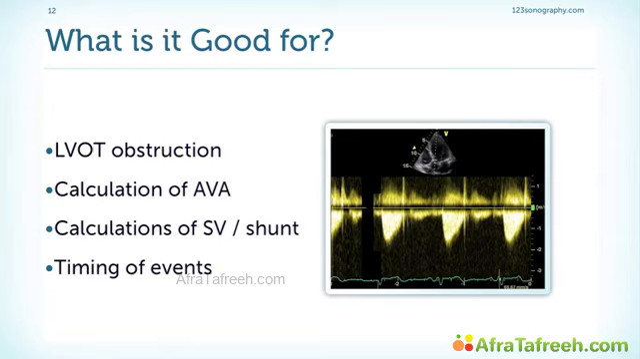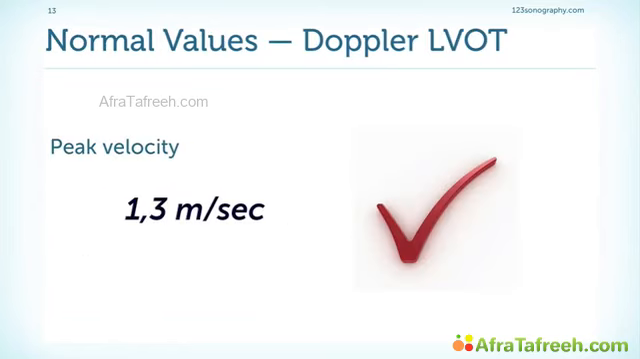What is its importance? As I already mentioned, for LVOT obstruction, for the calculation of the aortic valve area, because you need the information of flow velocity in the LVOT in the formula which is called the continuity equation, for the calculation of stroke volume and shunt volumes, and in addition, also for the timing of certain events, very similar to the other signals we've heard so far. The normal velocity in the LVOT is approximately 1.3 meters per second.